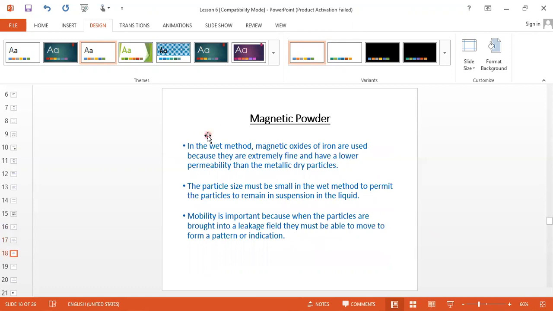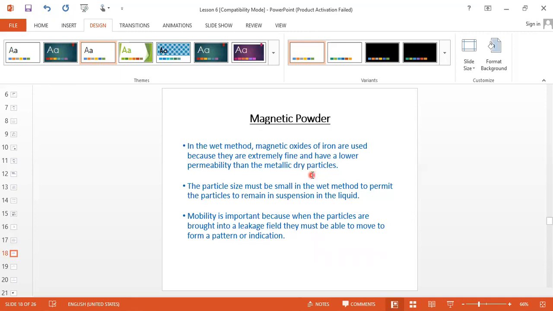In the wet method, magnetic oxides of iron are used because they are extremely fine and have a lower permeability than metallic dry particles. The powder used for the wet method is very fine and made from oxides of iron, so there is less permeability compared to dry particles. The particle size must be small in the wet method to permit the particles to remain in suspension in the liquid. Basically, that is less than 40 micron.